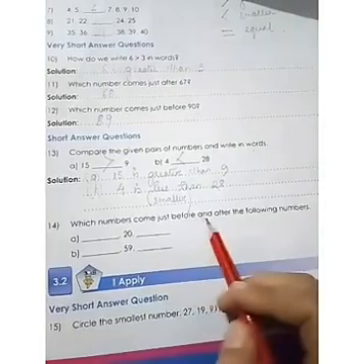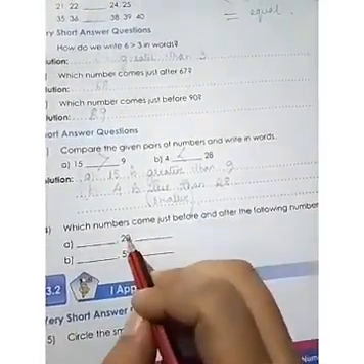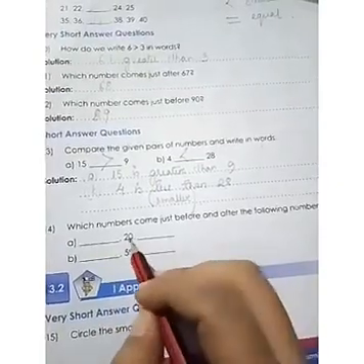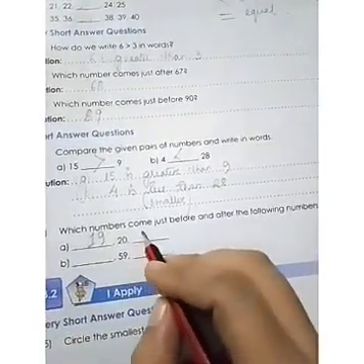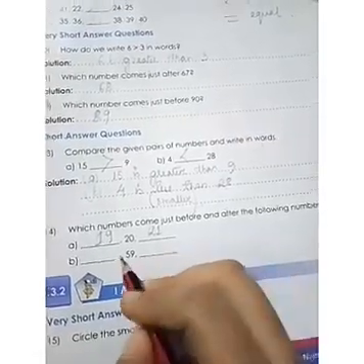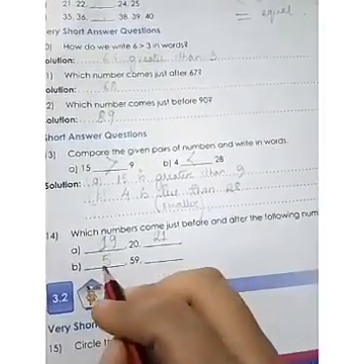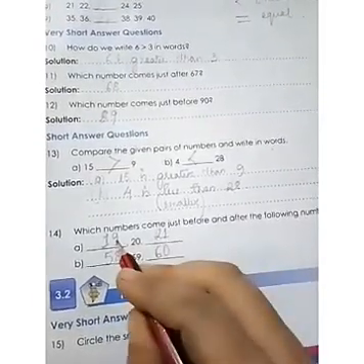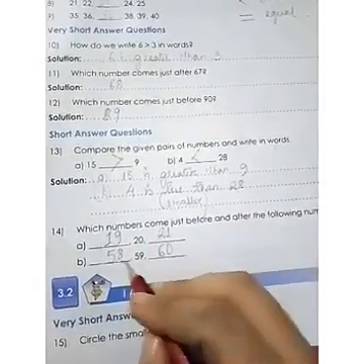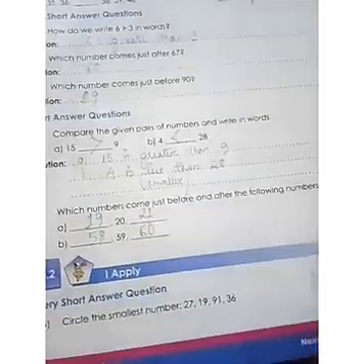Which number comes just before and after the following numbers? We have to write the before and after numbers. So before 20 what will come? 19. And after 20 will come 21. Similarly for 59 what will come? 58. And after 59, 60. So 19, 20, 21, 58, 59 and 60.